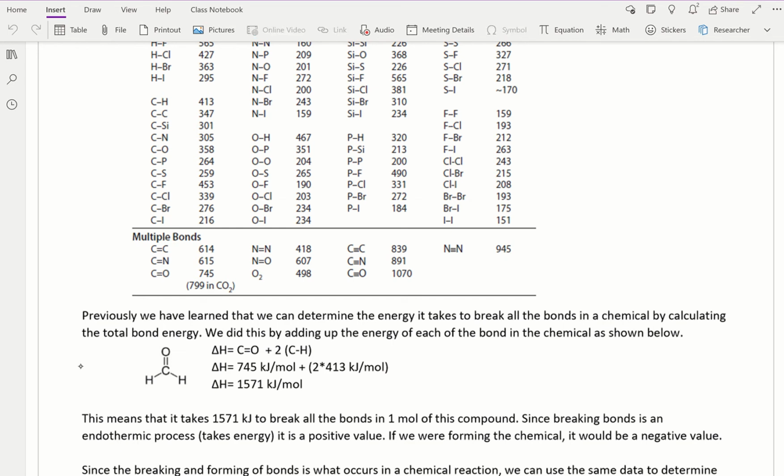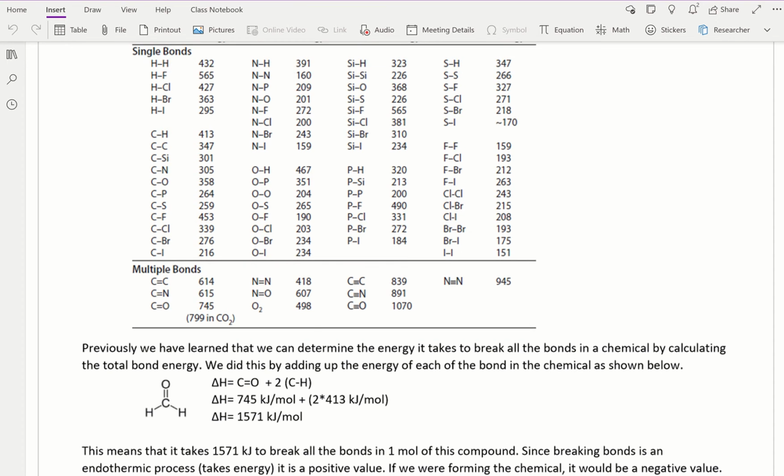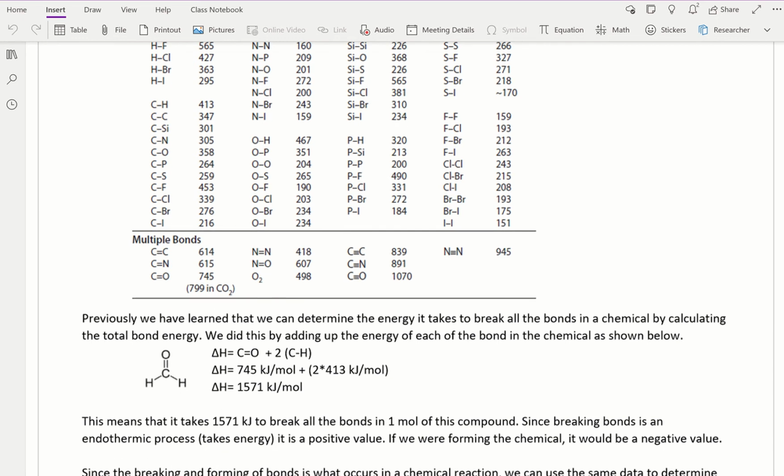So for this one, we have a carbon-oxygen double bond, so I have listed that in my equation here, and two carbon-hydrogen single bonds. So we can use a table like the one seen up above and plug in the values for those, or the enthalpy changes for breaking those bonds, and we can figure out that it takes 1,571 kilojoules per mole of this chemical to break all of the bonds. Okay, but that's only looking at breaking one chemical and its bonds. It doesn't show us how much energy it takes or is released when a bond forms, and it doesn't help us with our chemical reaction yet.